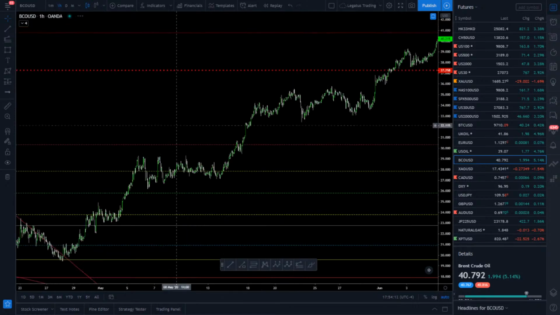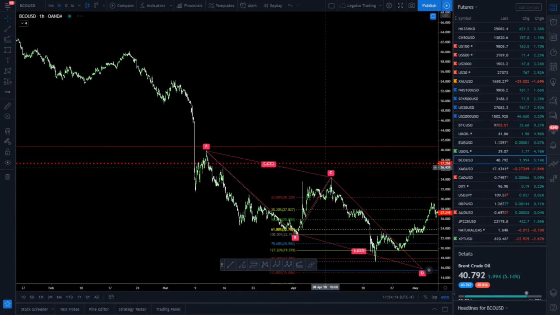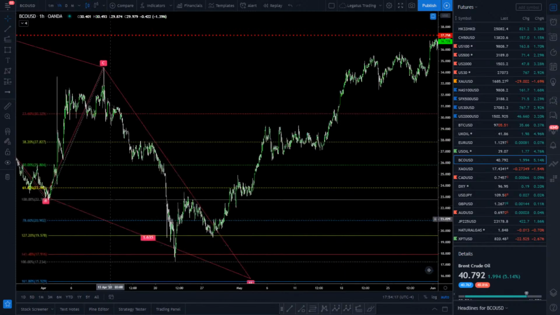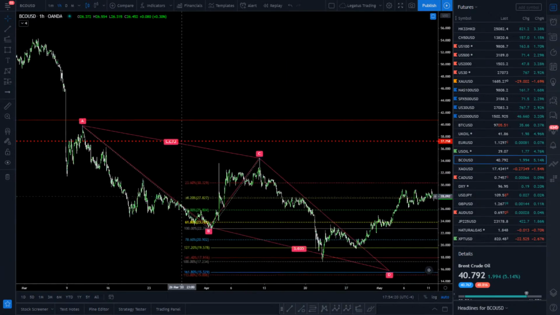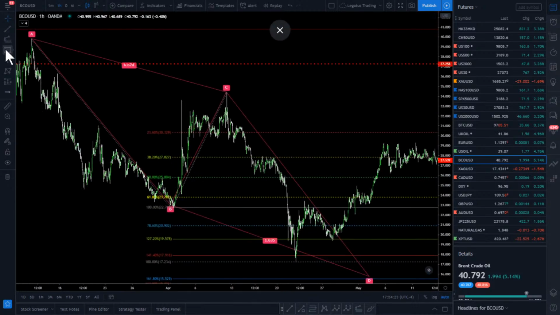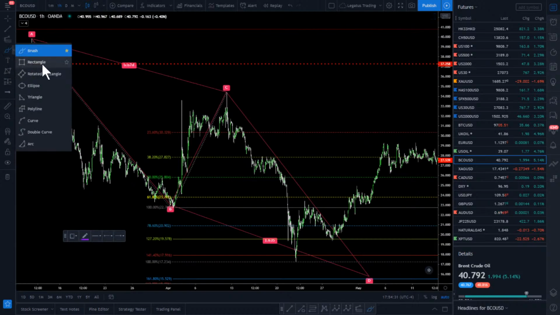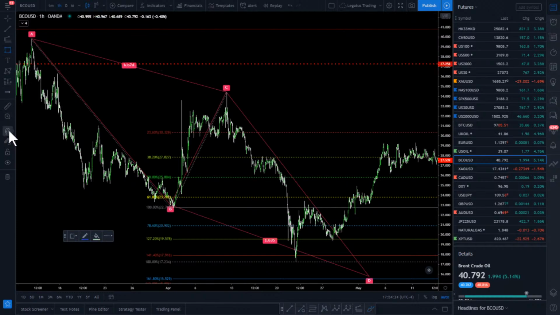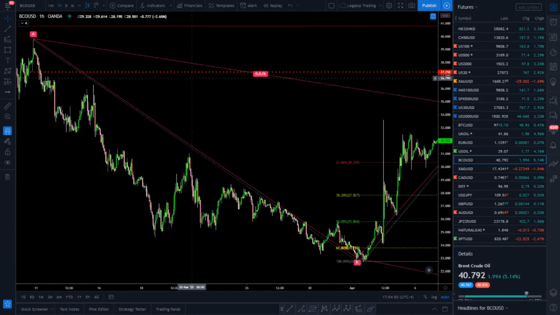So we have BCO, which is our oil, British Brent crude oil. One major thing we can do here is see we've got our ABCD pattern. We've got our rectangle, which you can easily get on TradingView; it'll look like a brush originally, I'm pretty sure. Then you want to go over to rectangle and grab your magnet tool, because this gives you an accurate, precise point at which you can click. And sometimes it's too precise.